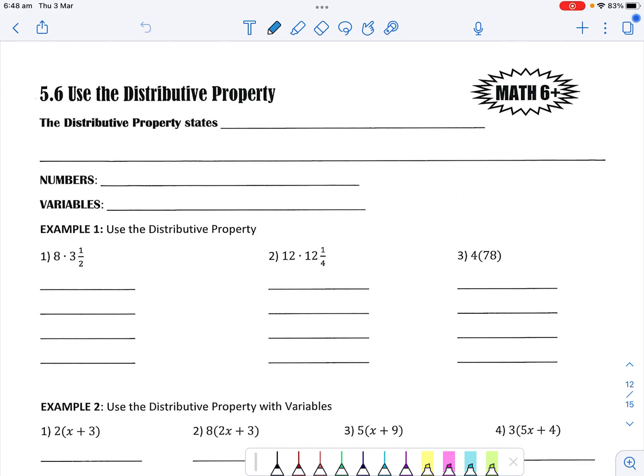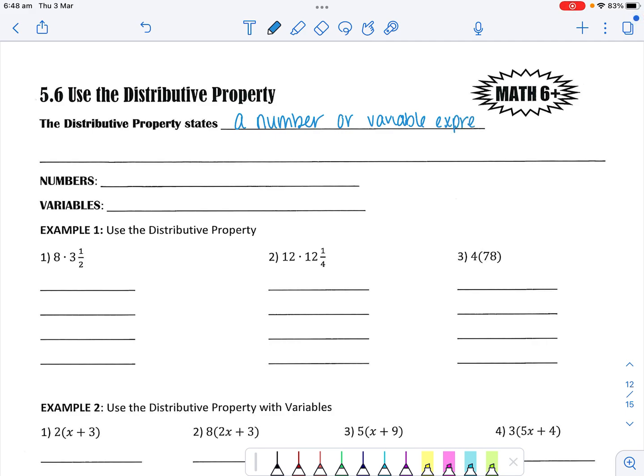Hey everyone, today we're going to be talking about the distributive property. The distributive property states that a number or variable expression can be multiplied by a sum or difference.